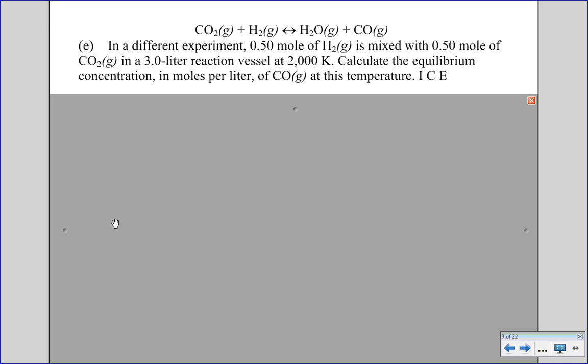And the last one is in a different experiment. It is still the same equilibrium system. It's still 1 to 1 to 1 to 1. And this time, though, we get to equilibrium by putting in 0.5 moles of H2 and 0.5 moles of CO2. It's in a 3-liter vessel, and we need to calculate the equilibrium concentration in moles per liter. Right now, we are back to the original temperature, and that's important.